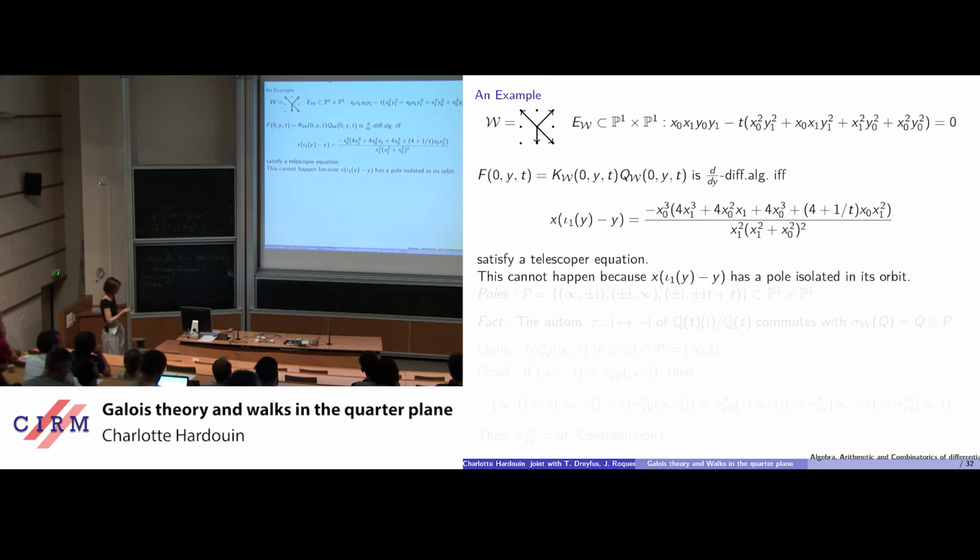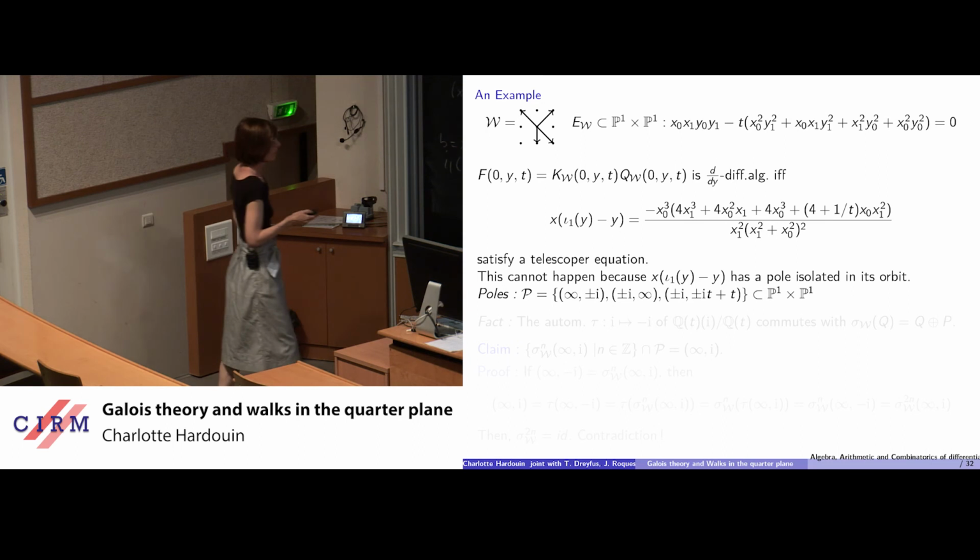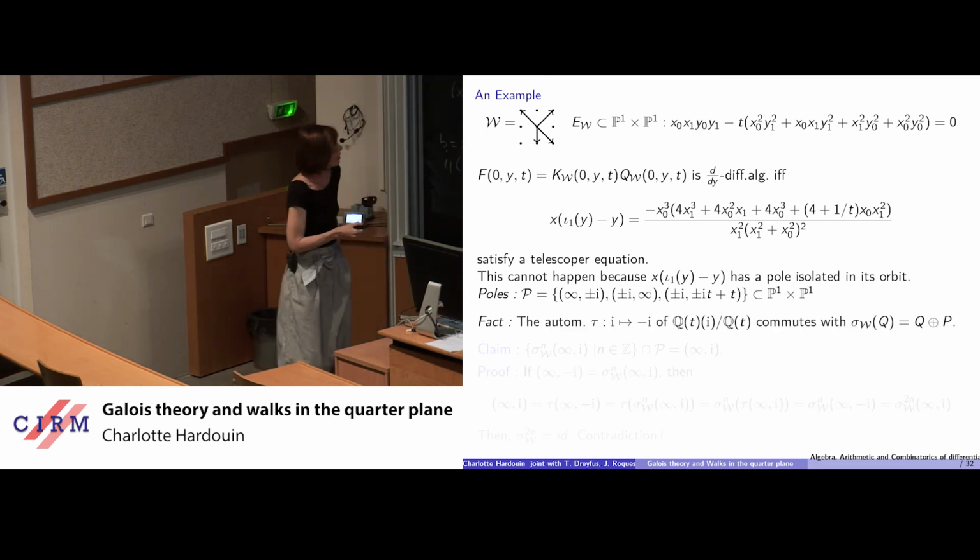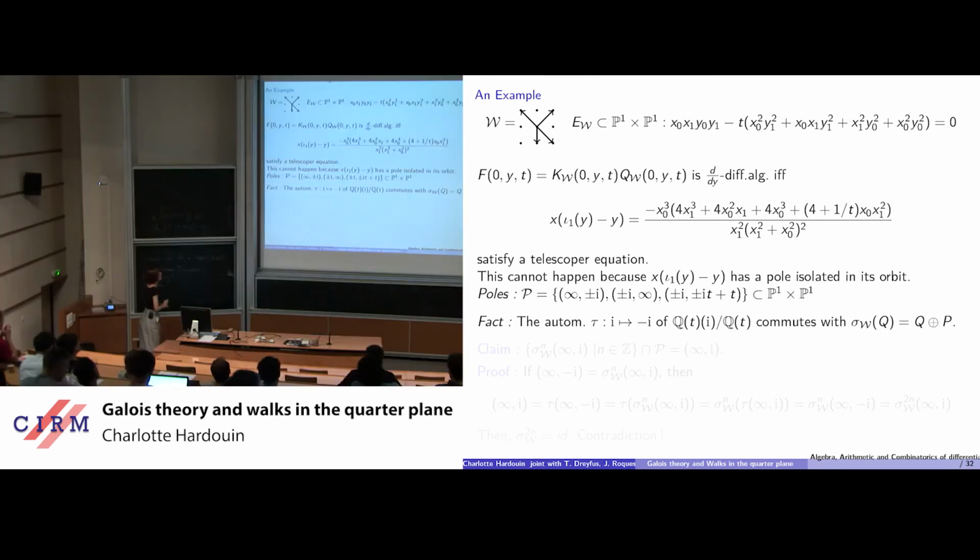So this cannot happen because if you compute the poles of x iota 1 of y minus 1 in P1 times P1, it gives you this guy, and one of these is isolated on its orbit. So how do you show this? So you use, for instance, a complex conjugation, but you can take any Galois action on the base field. And since everything is defined above Q(t), the Galois action commutes with the addition by a point.